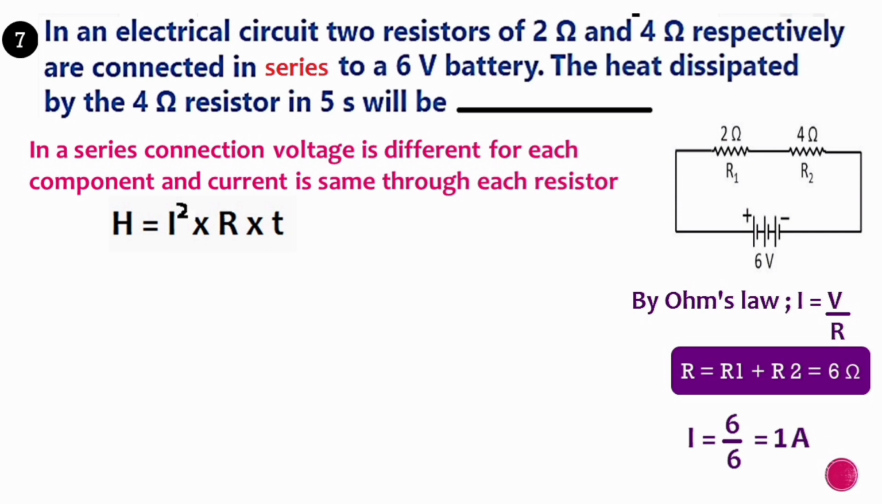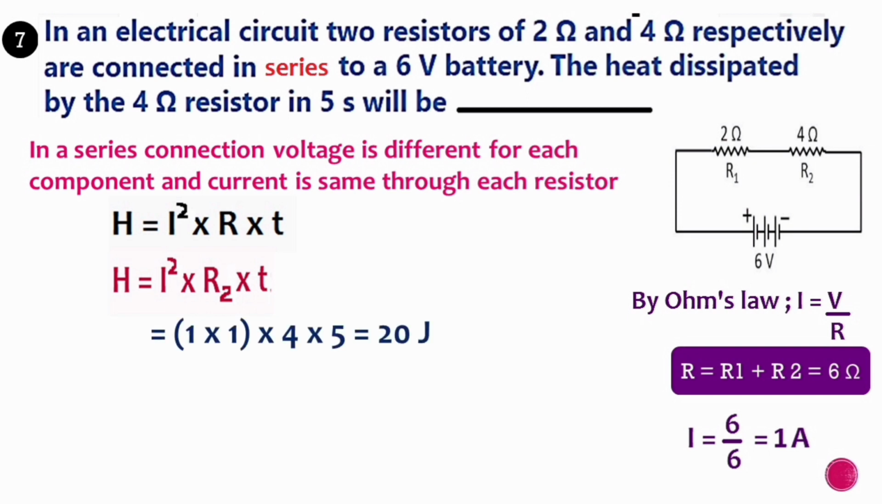Now substitute the values in the formula I square into R2 into T. Why are we taking R2? It's because in the question we have been asked to find out the heat dissipated by the 4 ohm resistor, and here 4 ohm is R2. So after calculation you get the answer as heat H is equal to 20 joule.